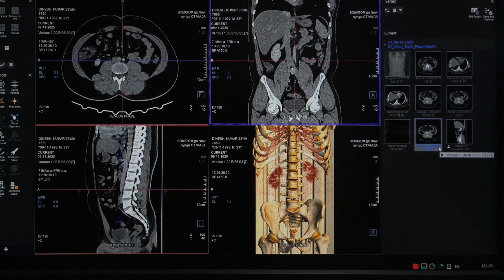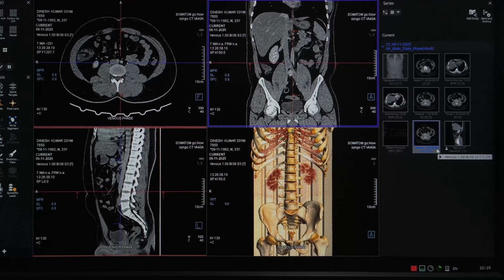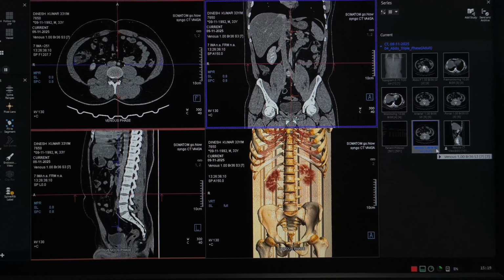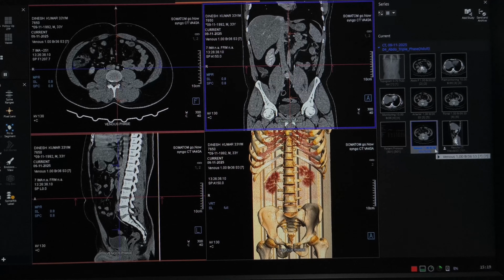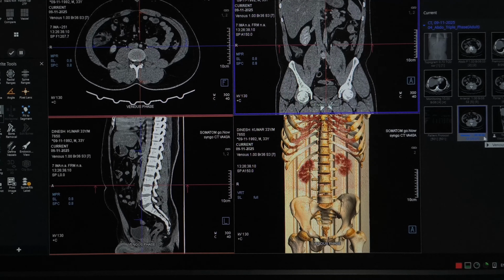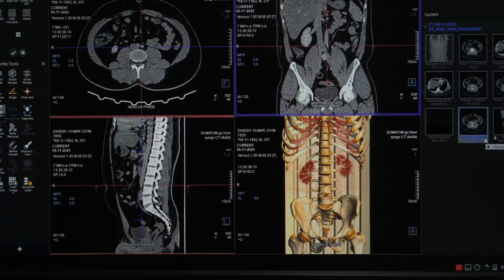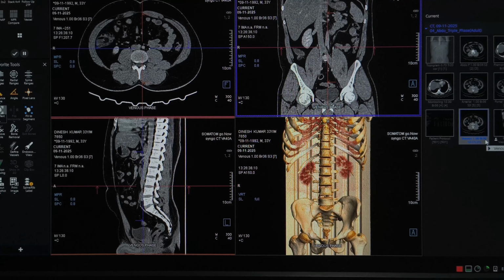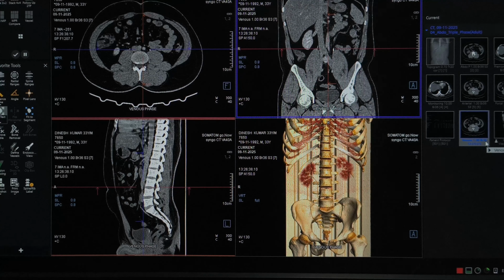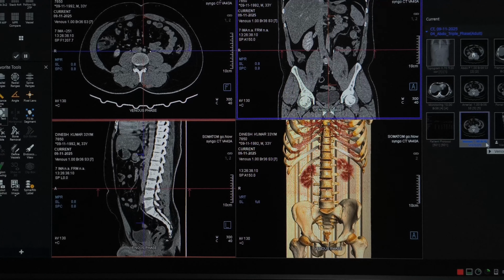Even delayed phase timing is not fixed. Some protocols may use 2 minutes, others 8 minutes, depending on the purpose. Always remember, contrast timing is variable, not absolute. It changes according to patient physiology and scanner protocol.